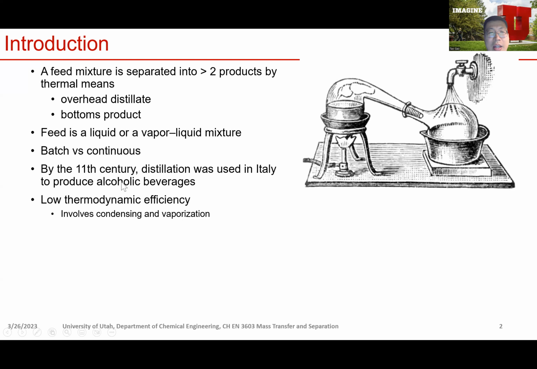So distillation has very low thermodynamic efficiency. The reason being that when you separate these two or more components, you basically produce a new phase, right? You either vaporize part of it and then you condense it, right? So this phase creation is very energy consuming, so it has a very low thermodynamic efficiency.